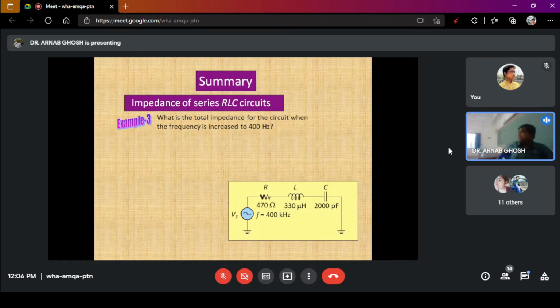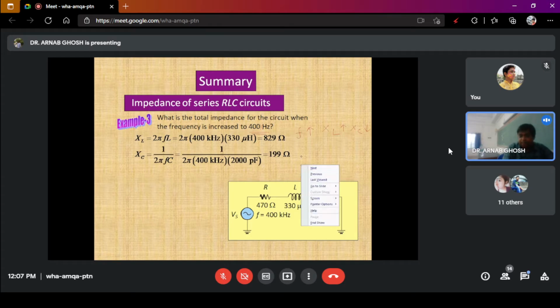So initially in the previous problem, with the inductance and capacitance, the frequency was 100 kilohertz. Here we take the frequency as 400 kilohertz. That is, we have increased the frequency 4 times. As we increase the frequency, please note it down that XC now becomes less than XL.